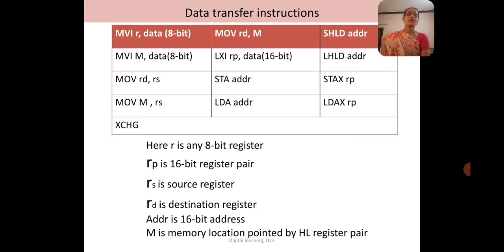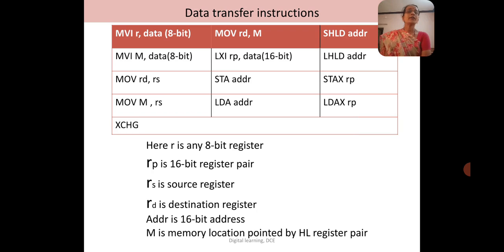There are 13 data transfer instructions, or 13 mnemonics, in the data transfer group of instructions. First is MVI R comma data of 8-bit. That means MVI indicates move immediately 8-bit data to destination register. That R may be any general purpose register. Next is MVI M comma data of 8-bit. That means 8-bit data is immediately transferred to memory location pointed by the HL register pair.